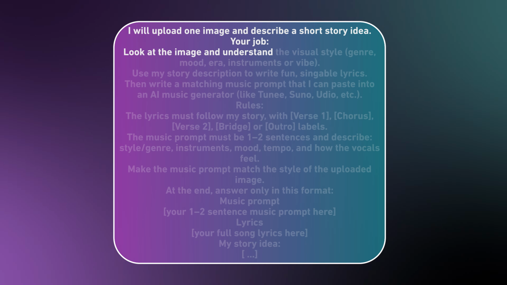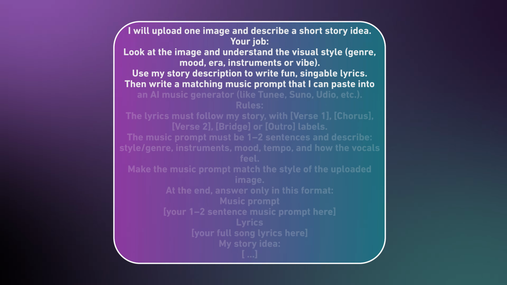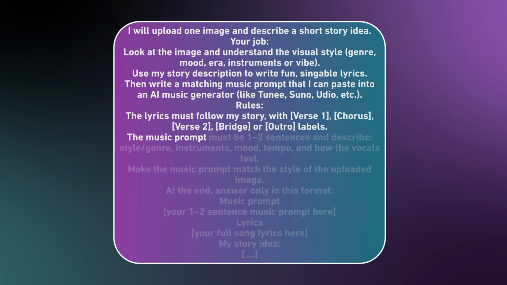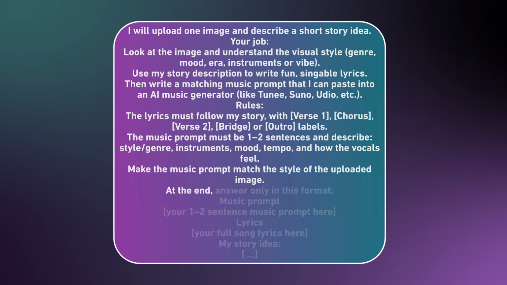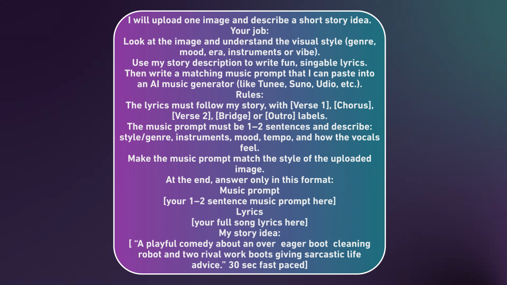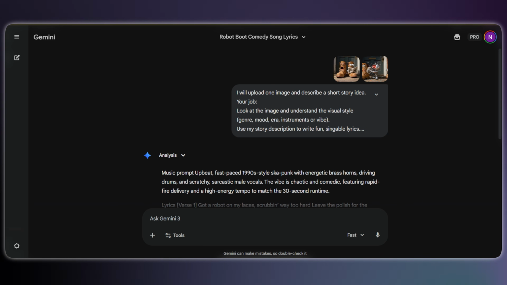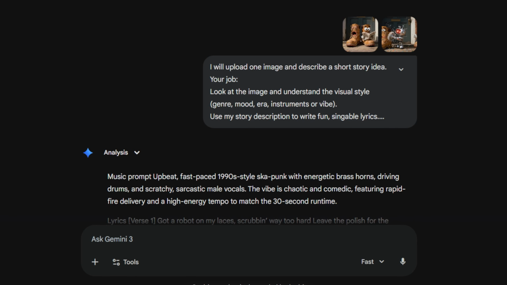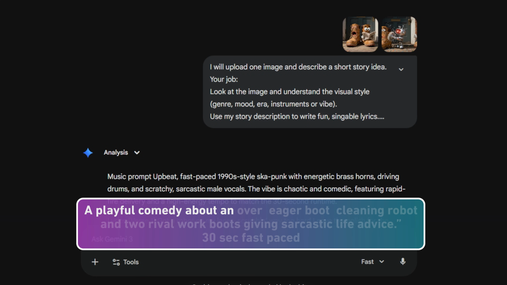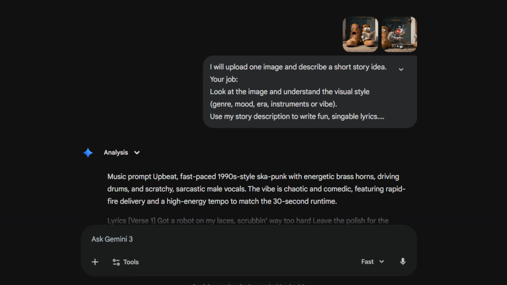You can use this prompt in any chatbot, Gemini, ChatGPT, whatever you like. First, upload a hero shot from your story so the AI sees the visual style, then paste the prompt and add a few lines about your plot. For instance, I'm using a playful comedy about a robot and 2 sarcastic work boots.